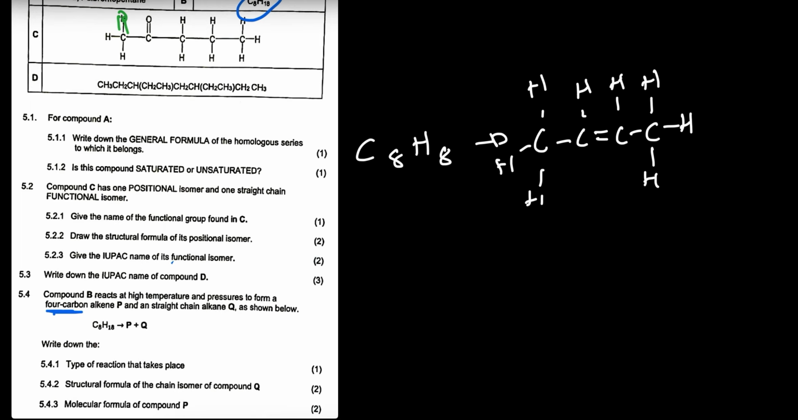And a straight chain alkane at Q. So that means the alkane should also have 4 carbons, because now we have a total of 8 carbons. So I should just draw this to say the alkane will also have 4 carbons, but it should have only hydrogens bonded, because that is an alkane.